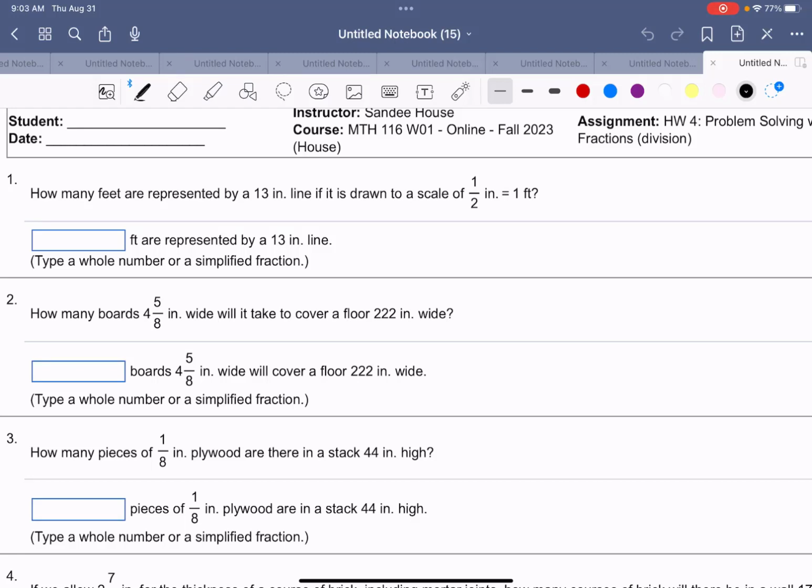Example number 1. How many feet are represented by a 13-inch line if it is drawn to scale of 1/2 inch equals 1 foot? Sometimes it's helpful to just draw yourself a little picture and think about what's going on here. This whole thing from end to end is 13 inches.